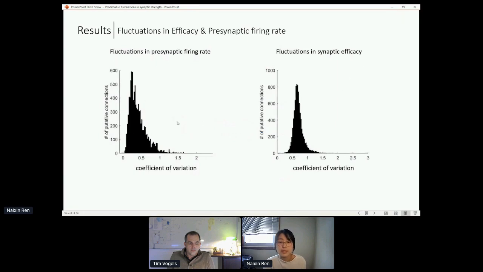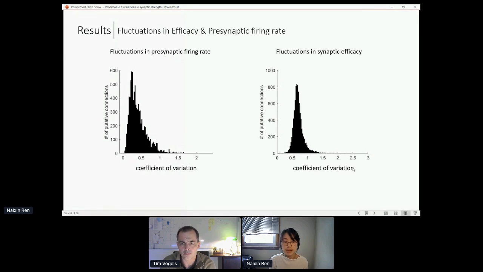We can see that for typical excitatory synaptic connections, the presynaptic firing rate would fluctuate at about plus minus 30 or 33% of the mean, and the efficacy would fluctuate at about 70% of the mean. So this basically shows that for most of the connections, the presynaptic firing rate and the synaptic efficacy fluctuate a lot over time. Now we've learned on what kind of scale the fluctuations happen, and the next step is to study the relationship between the two fluctuations.